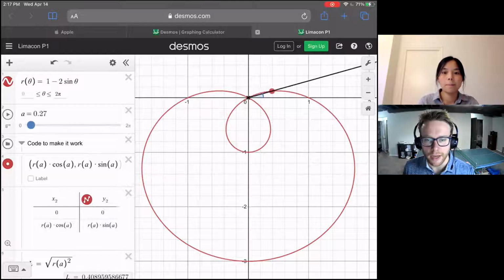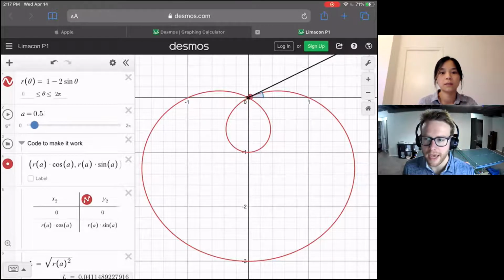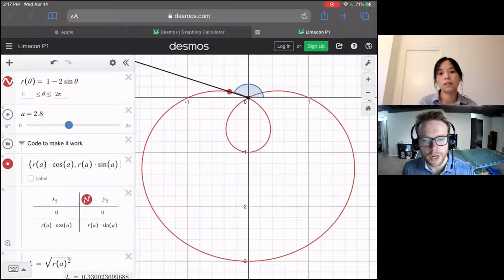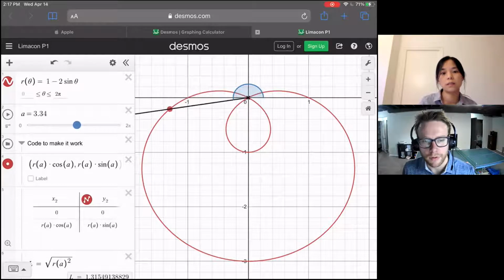It seems like, okay, here we're on the outer loop. And then right around here or so, we get on the inner loop. And then we continue on the inner loop for a while. And then we intersect itself again at the origin. And then we start tracing out the outer loop.